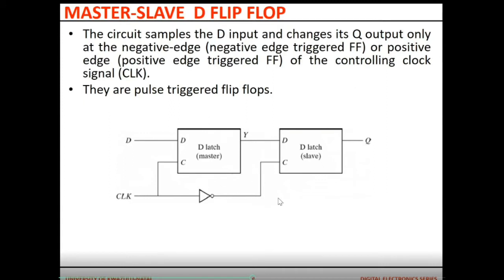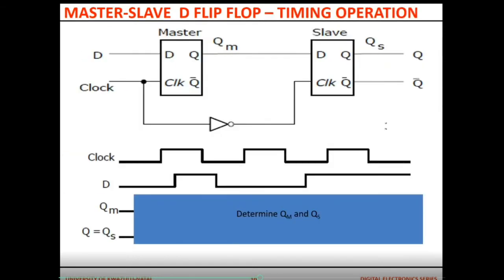But we say they are pulse triggered. The slave will only respond after the pulse. They are called pulse triggered flip-flops. That one is enabled when the clock is high, and that one is enabled when the clock is low. So let's look at that. To be on the good side, we have QM and Q slave. Remember, this is our final Q. So here is the clock.